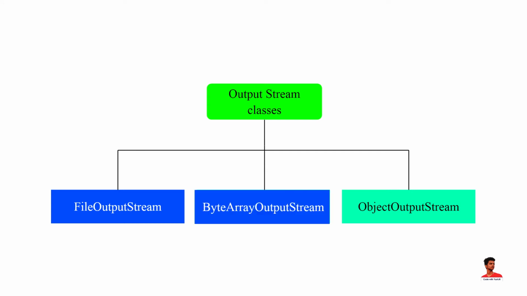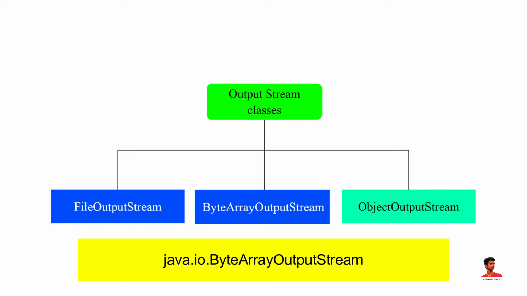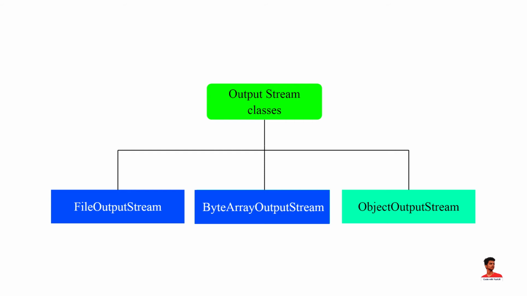The ByteArrayOutputStream class of the java.io package can be used to write an array of output data. It extends the OutputStream abstract class. In order to create a ByteArrayOutputStream, we must import the java.io.ByteArrayOutputStream package first. Once we import the package, here is how we can create an output stream.